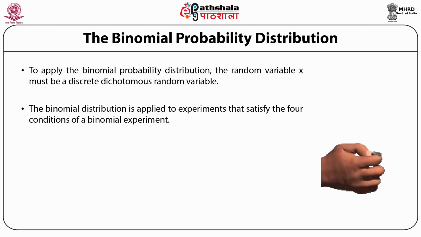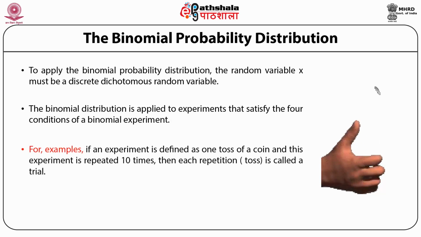The binomial distribution is applied to experiments that satisfy the 4 conditions of a binomial experiment. These conditions are described here. Each repetition of a binomial experiment is called a trial or a Bernoulli trial due to Jacob Bernoulli. For example, if an experiment is defined as one toss of a coin and this experiment is repeated 10 times, then each repetition is called a trial. Consequently, there are 10 total trials for this experiment.